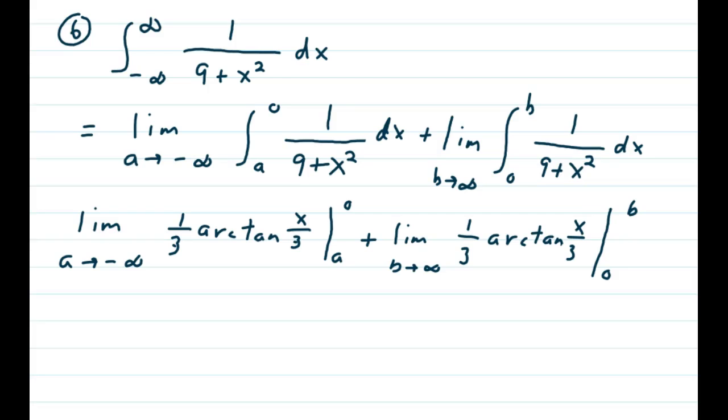The limit as a approaches negative infinity of the proper integral from a to 0 of 1 over 9 plus x squared, then plus the limit as b approaches infinity of the proper integral from 0 to b of 1 over 9 plus x squared.